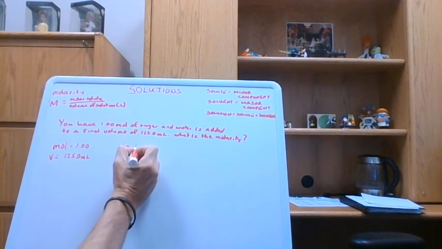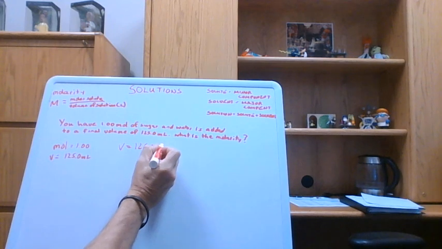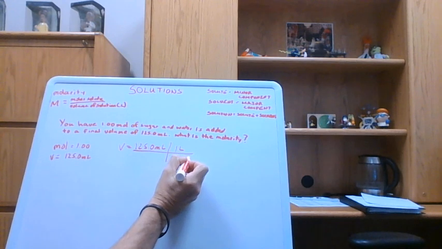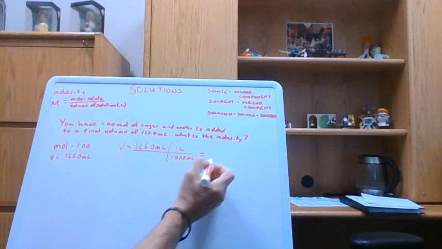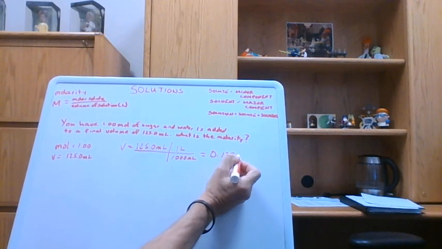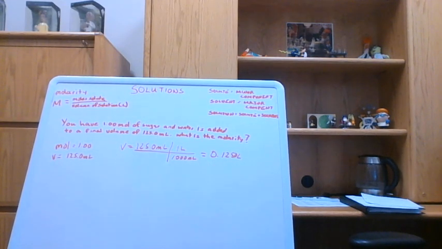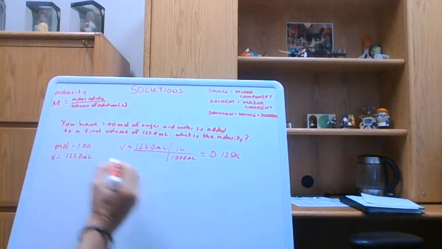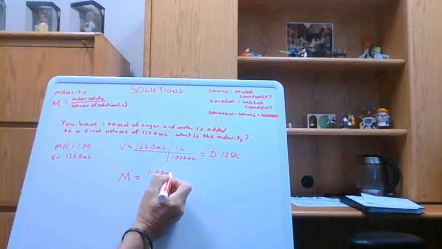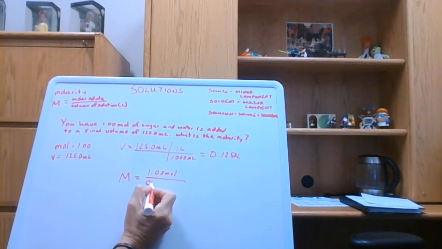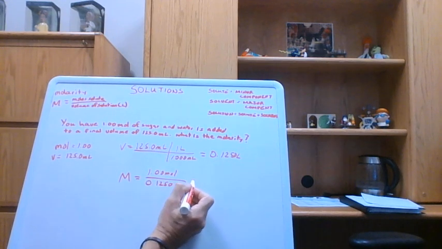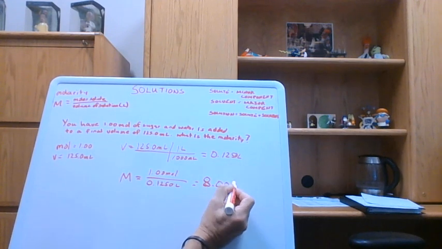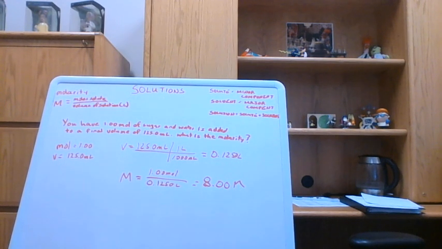So the volume is 125.0 milliliters, and we know that 1 liter is the same as 1,000 milliliters, so milliliters are going to cancel, and that would give us 0.1250 liters. So now all we have to do is take our molarity, which is our moles, which are 1.00 moles, and now our liters on the bottom, 0.1250 liters, and divide that through, and we would end up with a solution that is 8 molar in sugar concentration.